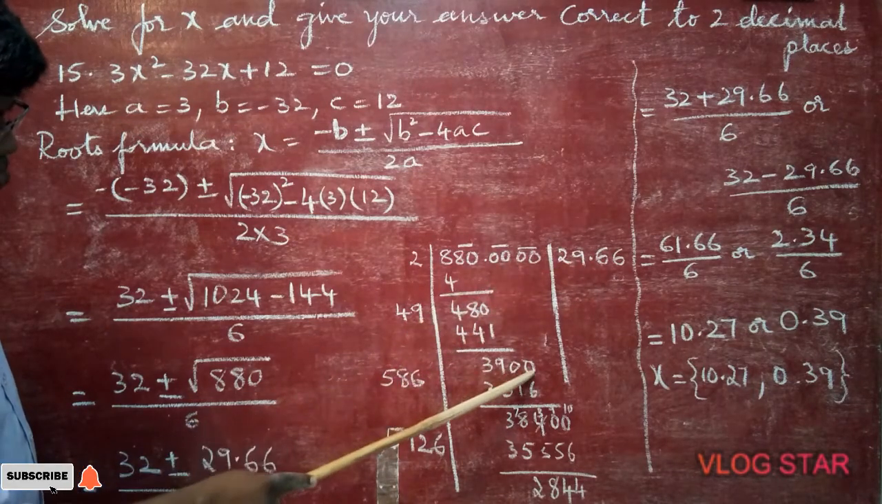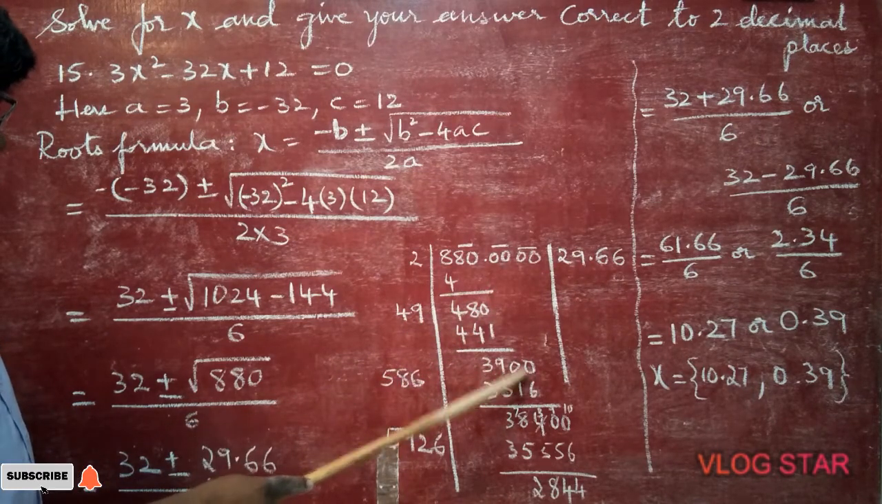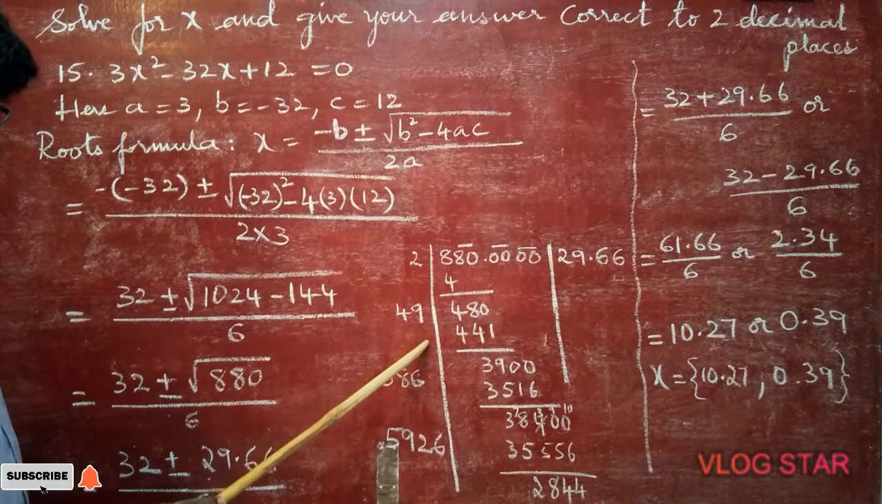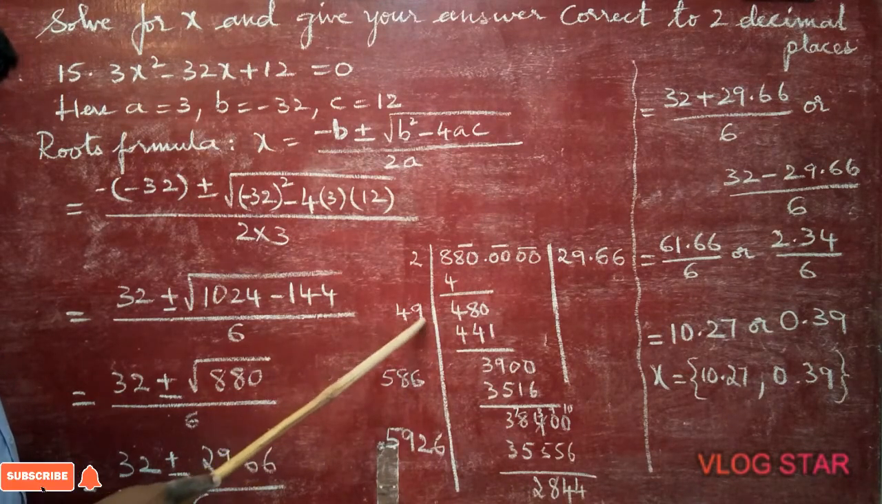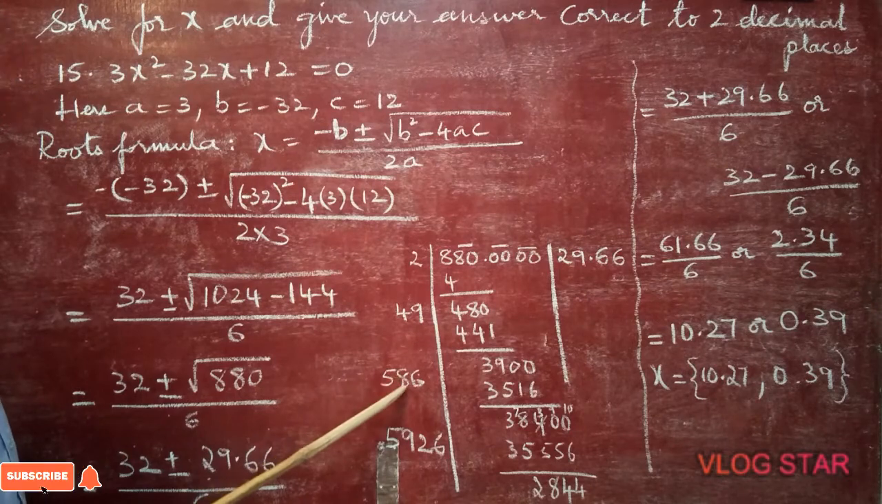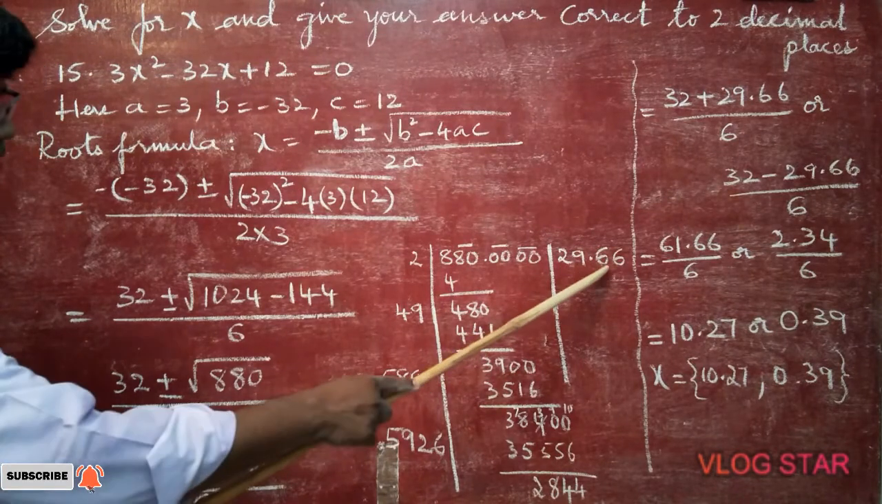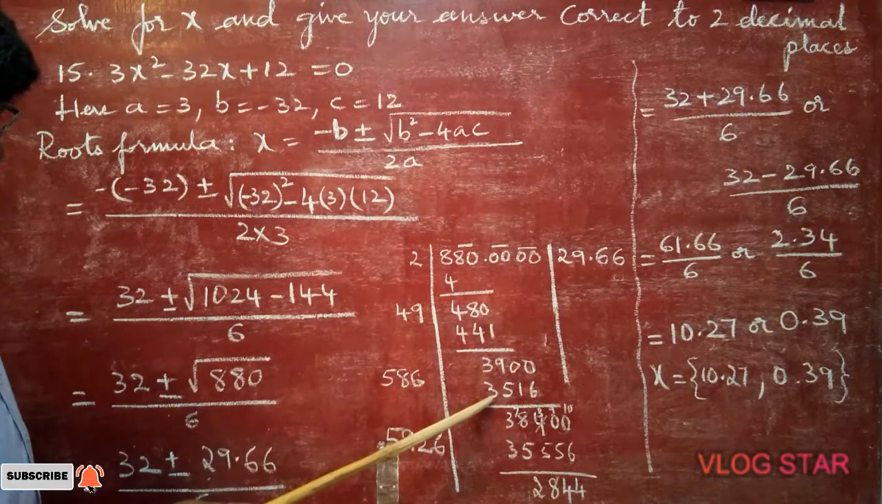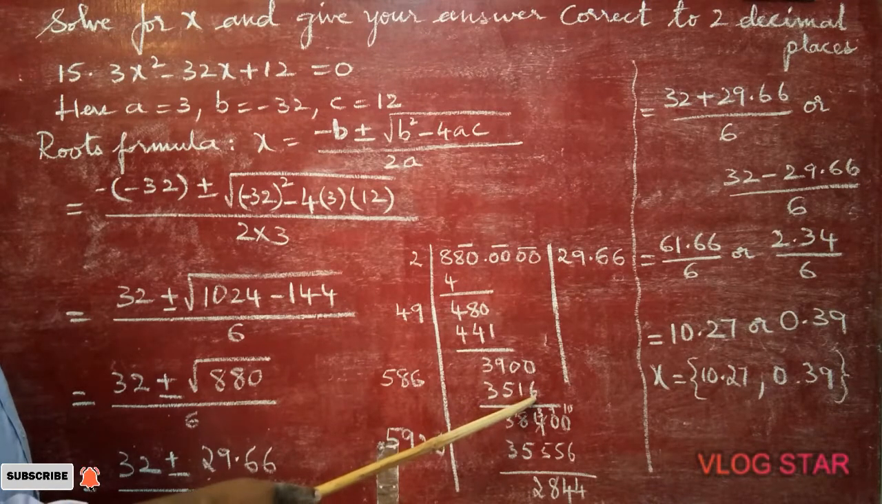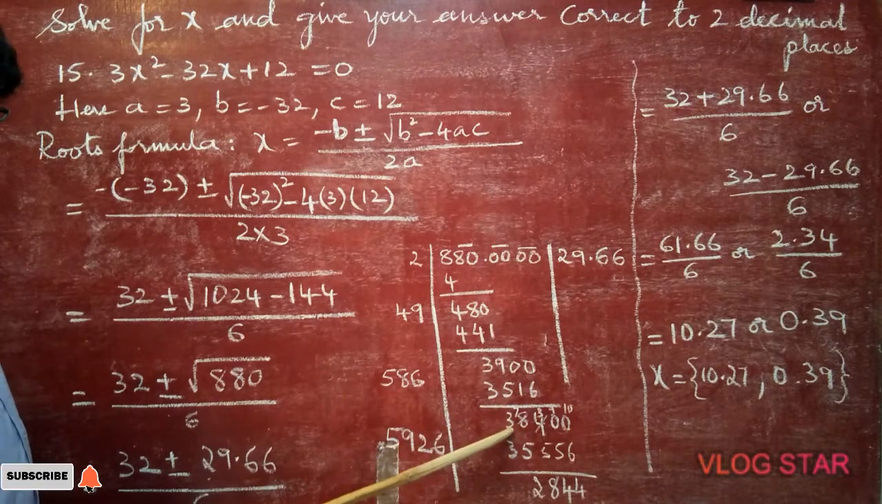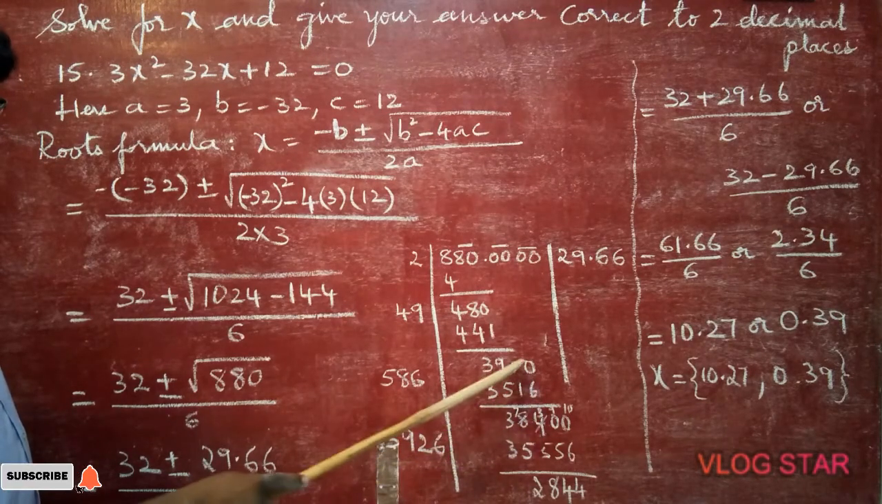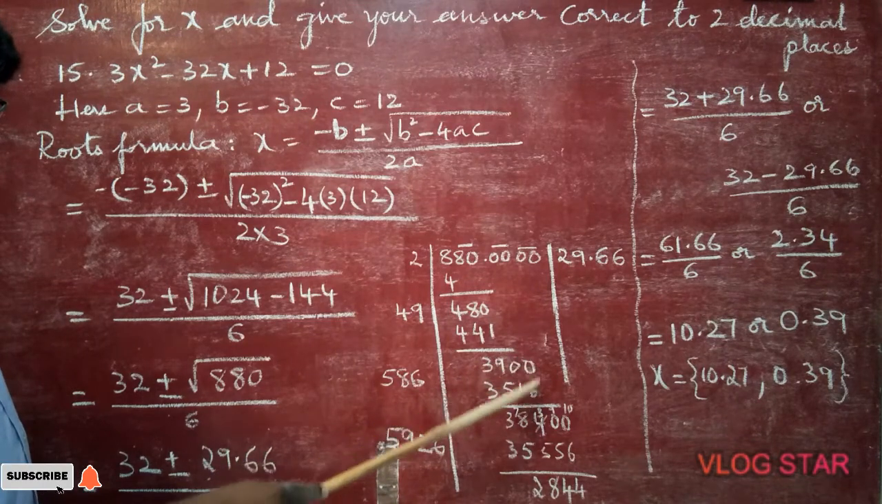Next bar is zeros, so 3900. Here one more 9 you add. 49 plus 9 is 58. 6 times it goes. So right here 6, and 586 into 6, if you multiply, 3516. Subtract: 384 will come. Subtract here 9, here 10, here 4 will come.